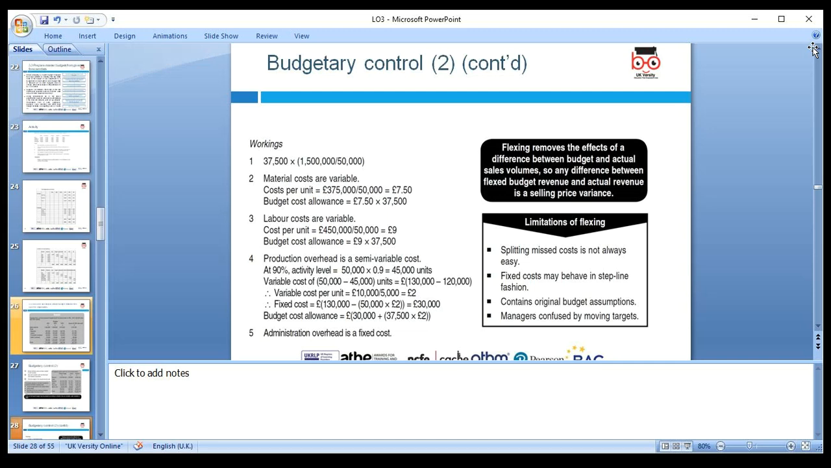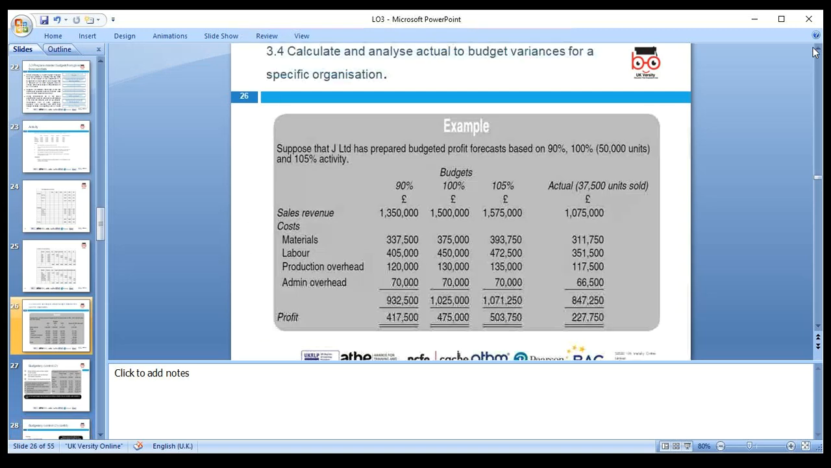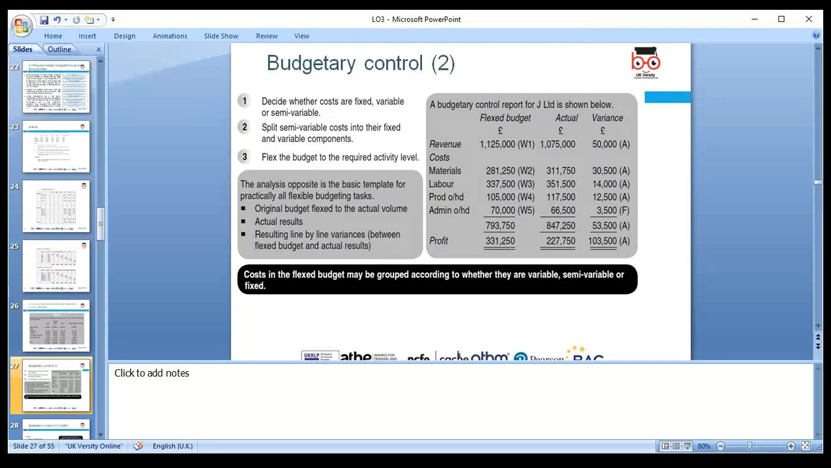So the cost per unit. We'll carry on then with the cost. We've been given the cost of 50,000 units as material. If you look at the 50,000 material, 37,500 divided by 50,000, you can find one unit and then you multiply by 37,500 units. So that's the way we can do all these calculations.